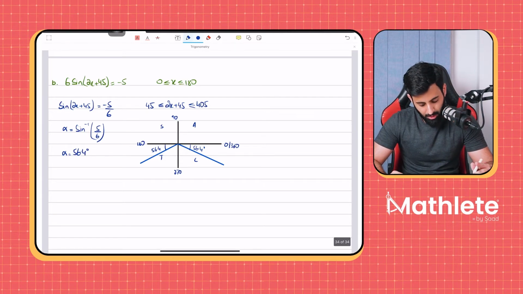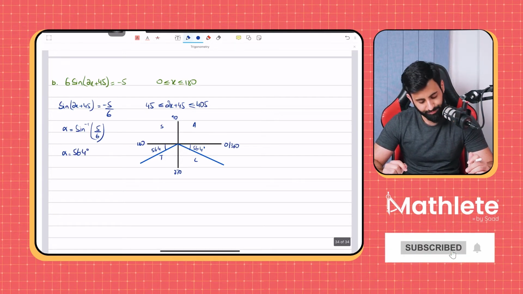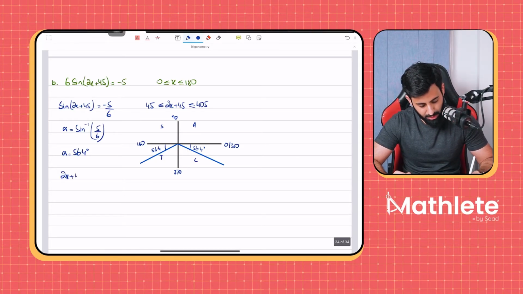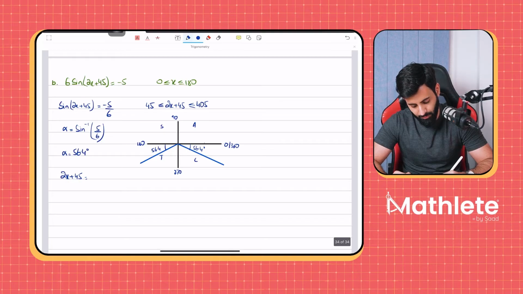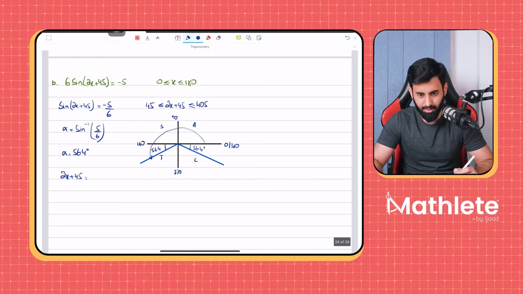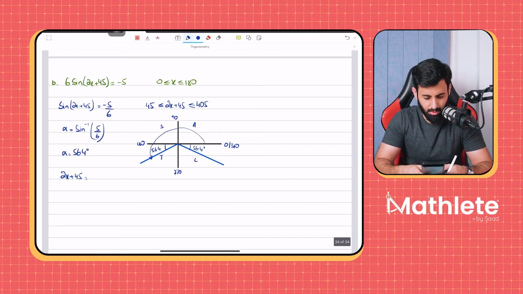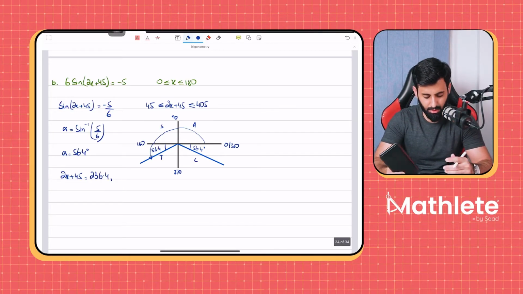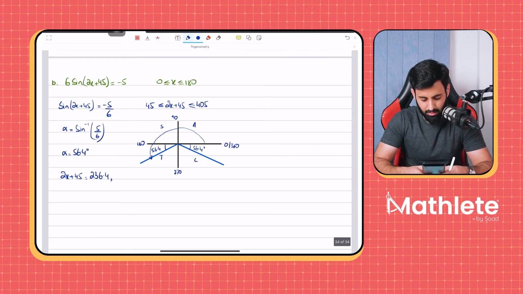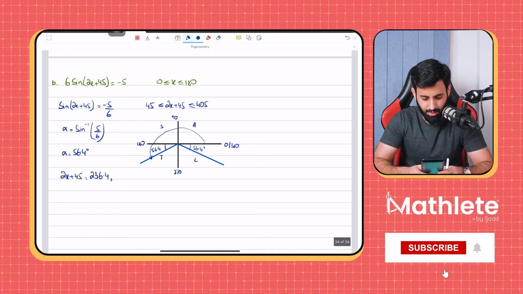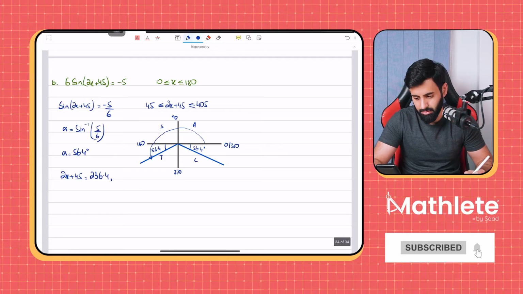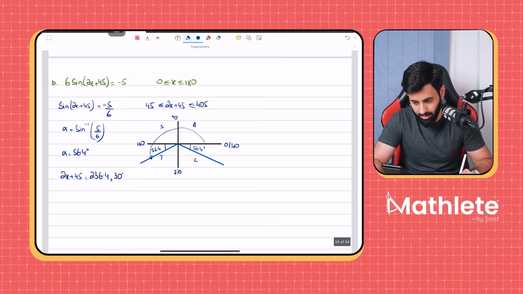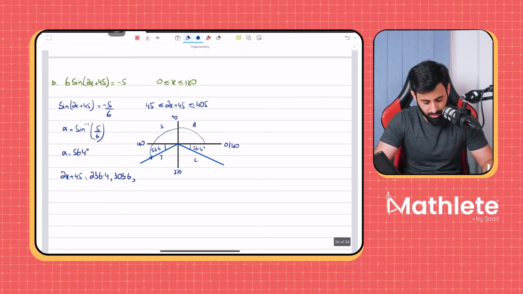Now let's start finding out the actual value of x. So 2x plus 45 equals 180 plus 56.4. So let's see what that is. That is 236.4. Okay, all good so far, everything inside the range. And then 360 minus 56.4. So where do we stand? We stand at 303.6. All good so far.